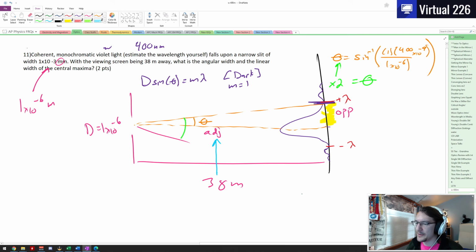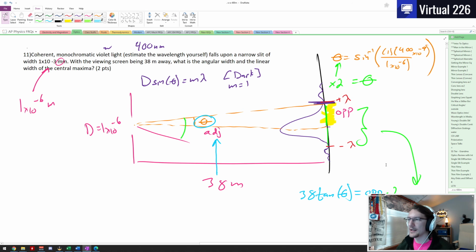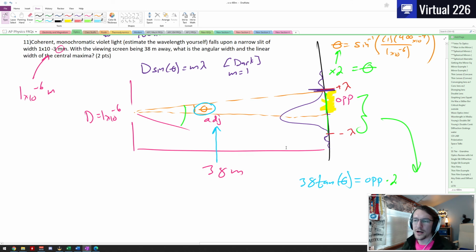You can simply say that 38 times the tangent of whatever your angle was that you found here, not the whole thing, but just that half of the triangle, is equal to the opposite side. And then just like before, since we only found it for the top side, we'll multiply it by 2 to get the entire thing, and that's the entire linear dimension of the central maxima. Okay, so that's what we're looking at there. The central peak is defined by the dark fringe points up and down from it.